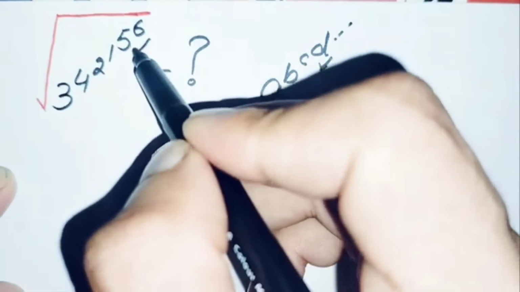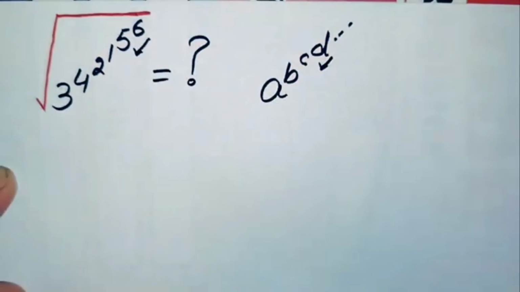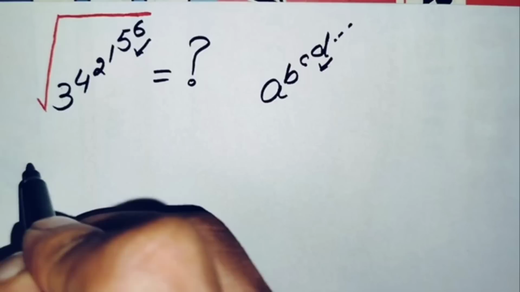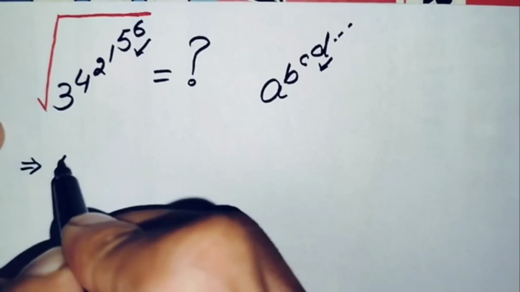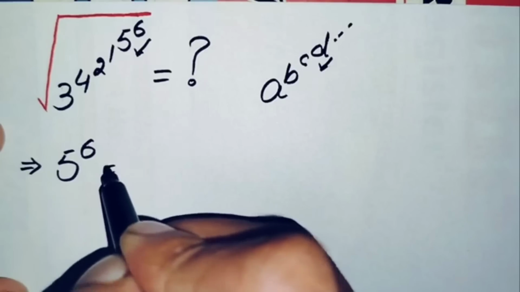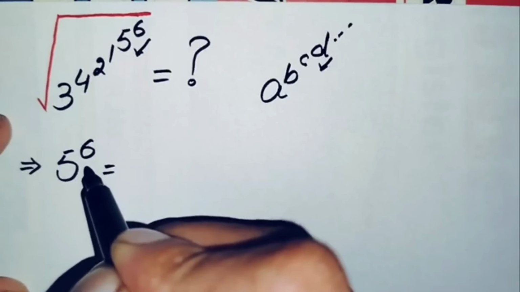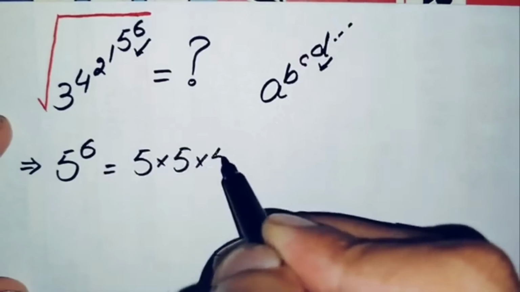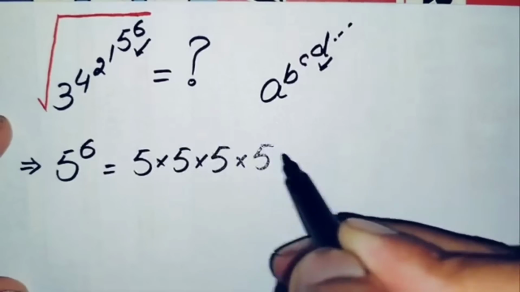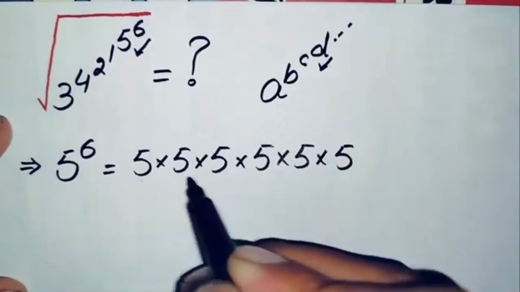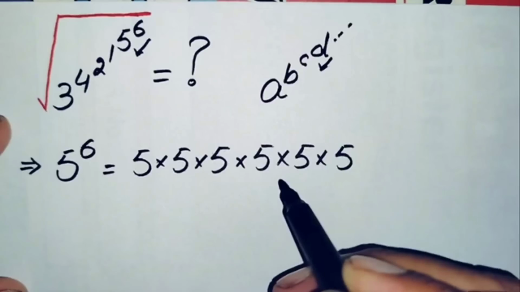So we will start from 5 raised to power 6. First we will find the value of 5 raised to power 6. Now what is the value of 5 raised to power 6? 5 raised to power 6 means we need to multiply this number 5 6 times. So this will become 5 times 5 times 5 times 5 times 5. No, there is 1 2 3 4 5 6, 6 times 5.